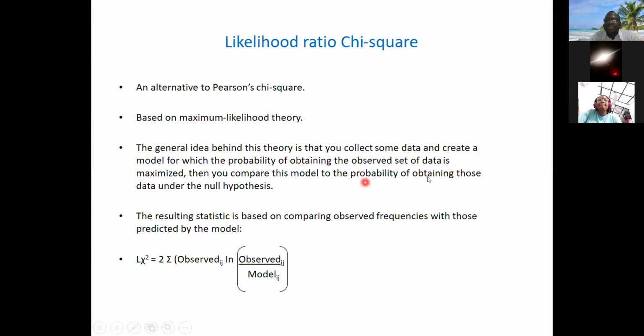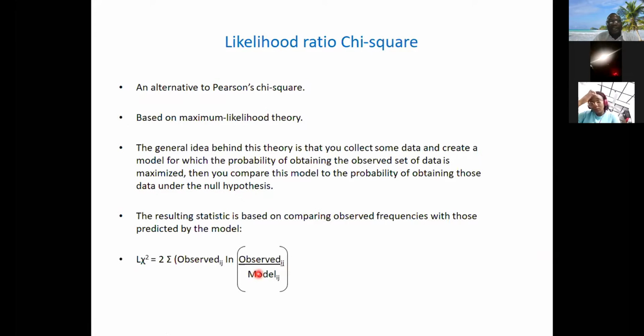The idea is when you collect some data and create a model, the probability of obtaining the observed data set is maximized. Then you compare this model with the probability of obtaining those under the null hypothesis. But just leave that one. I will explain it to you with the formula.